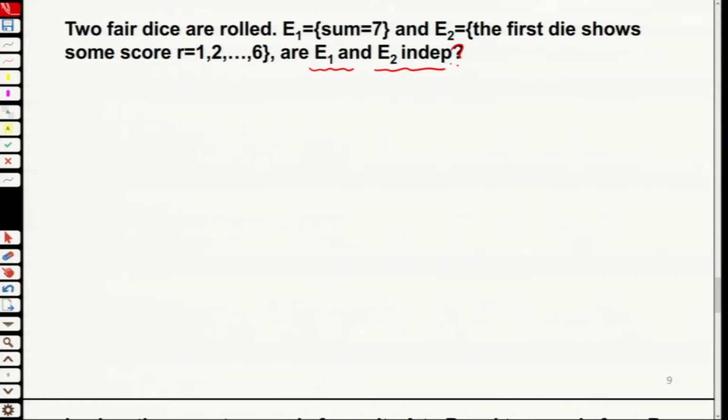E1 is the sum equals 7, with two fair dice. And E2 is the first die shows some score 1, 2, or 6. Let's first have a look at the probability of E1, the sum equals 7. In what condition will the sum equal 7?